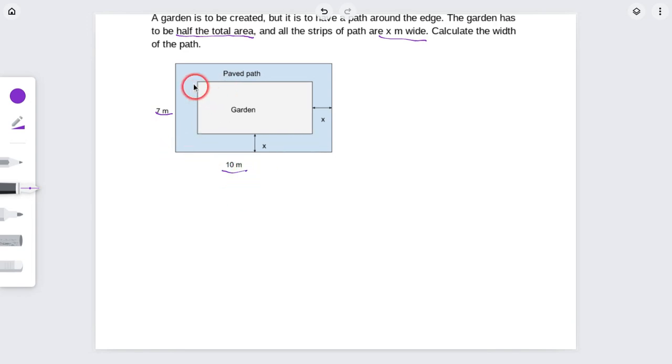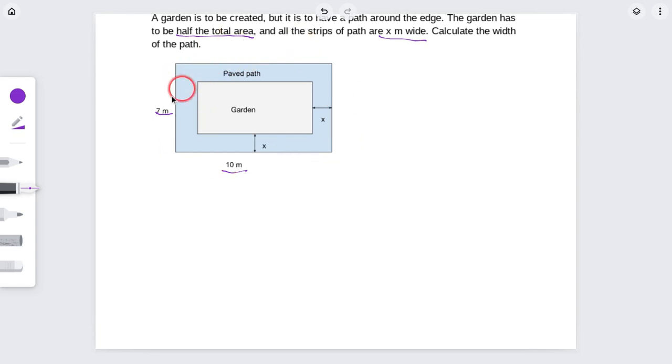And this is basically the whole total area of the whole thing, and inside we actually have the garden. We don't know its dimensions exactly, but the value given is that the garden has to be half the total area of this entire thing. So the area of the garden is half of the entire area itself.